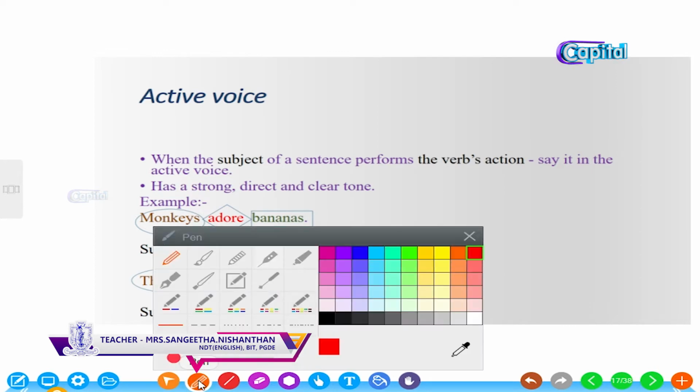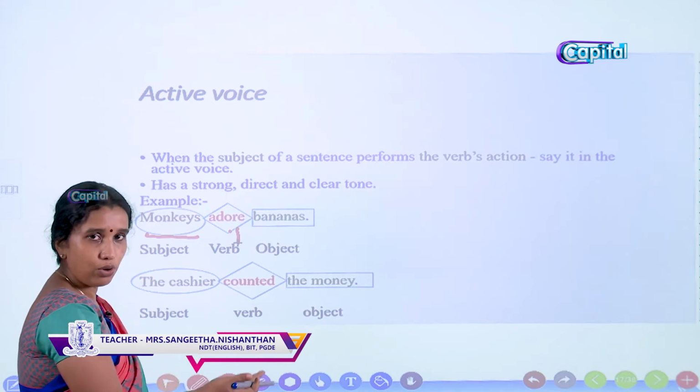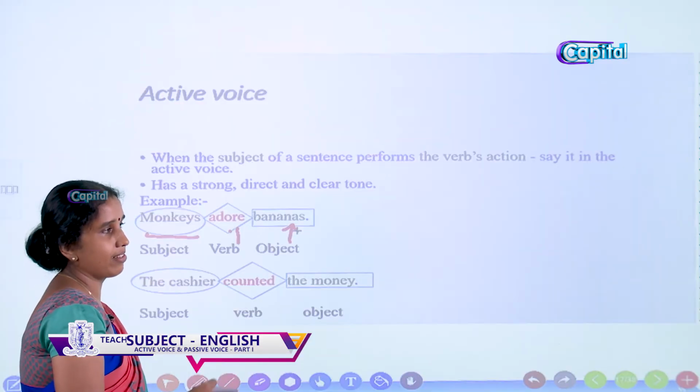Monkeys adore bananas. Who? Monkeys. Here, this is the subject. The answer for who is monkeys. So, the subject is monkeys here. What do they do? Adore. So, this is the verb here. When questioning what or to whom with the verb, it gives the answer object. What do monkeys adore? The bananas. This is the object. So, mostly the sentences contain objects.